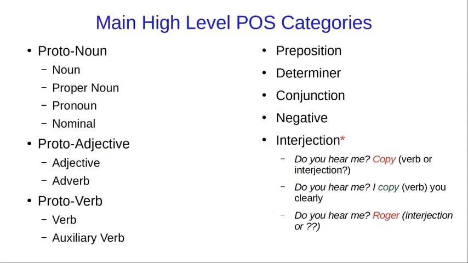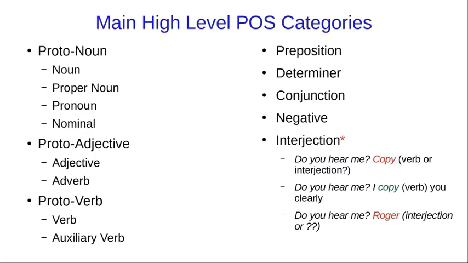The main high-level part of speech categories in double R grammar include the high-level proto-noun category with subtypes noun, proper noun, pronoun, or nominal, the high-level proto-adjective category with subtypes adjective and adverb, the high-level proto-verb category with subtypes verb and auxiliary verb, and we also have the categories preposition, determiner, conjunction, and negative, which do not have a higher level category.